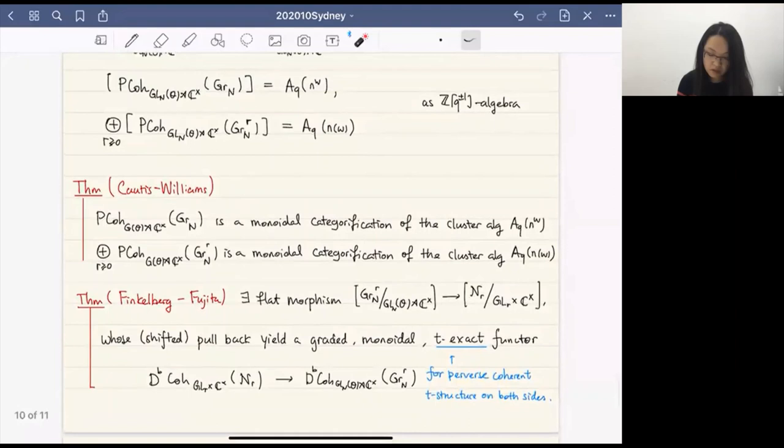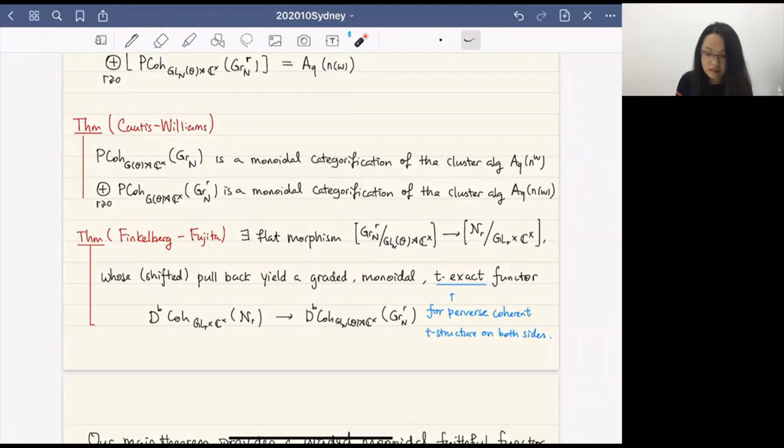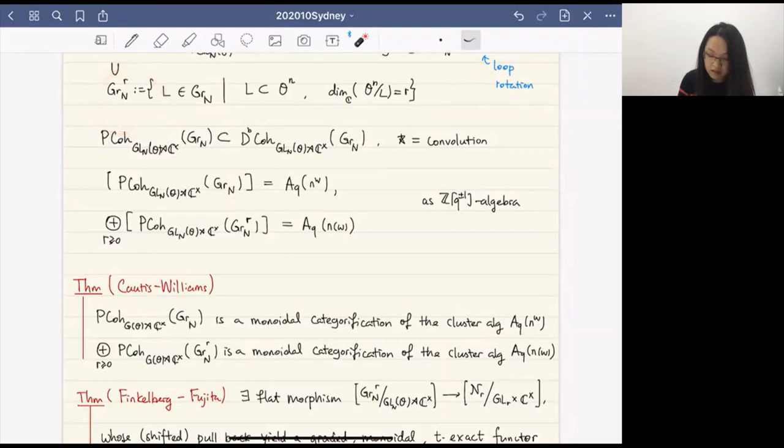So here I need to use a result by Finkelberg and Fujita, where they say that there's a flat morphism from the affine, like this part, this curl Rn to the nilpotent cone of GLR. This is just because these are the lattices of codimension R inside On, and the operator Z inside O will become a nilpotent operator.